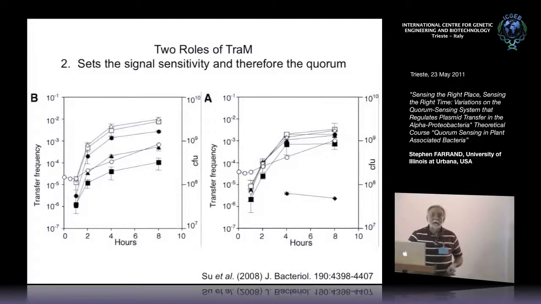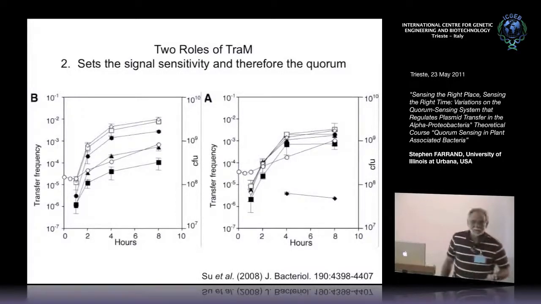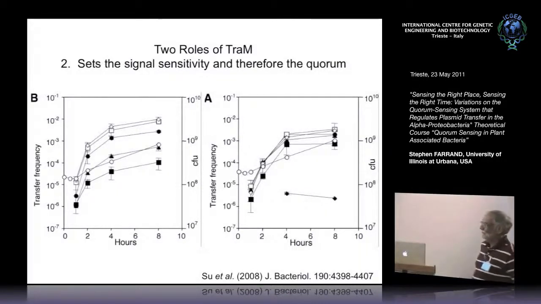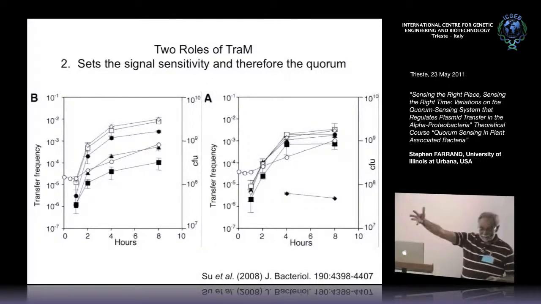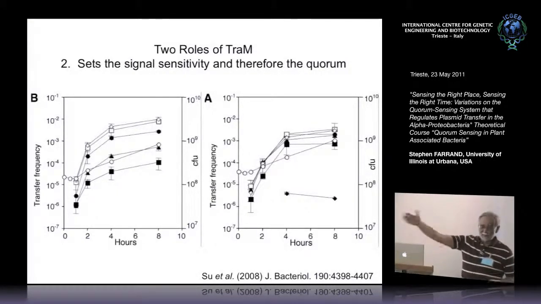Okay? All right. Yeah? Is it fair to say that TRA-M makes the functioning of the system switch-like? So it's like up-down? In a way, yes. And part of that has to do with the fact that TRA-R activates expression of TRA-M about 2 to 3-fold. So you can raise TRA-M up, and then when the opine disappears, the acyl HSL will disappear, and TRA-M can now throttle the system down.